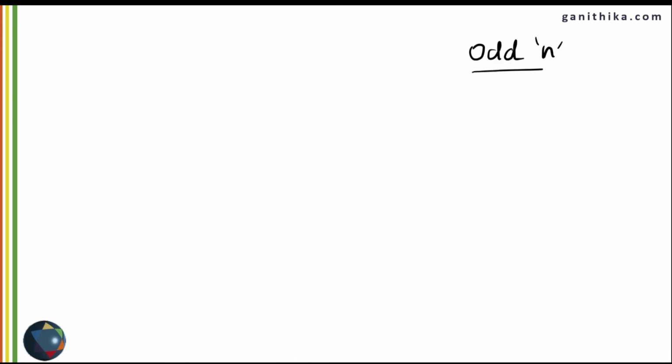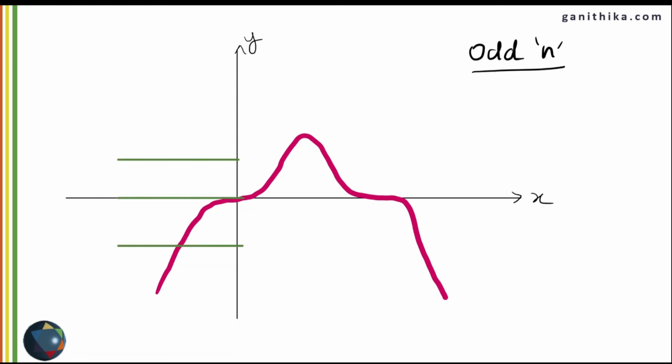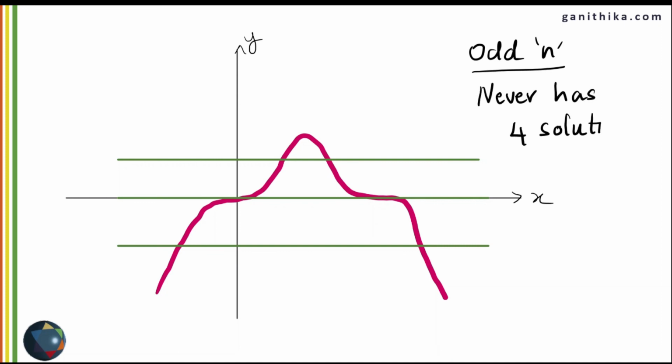For odd values of n, let's bring the graphs. The graphs when n is odd look like this, and if you draw different horizontal lines for different k values, you can see there is never going to be 4 solutions. Therefore, for odd values of n, there is no such k where you get 4 solutions. So we have 4 solutions only when n is even and only when k is between 0 and the maximum y value. For odd n values, there is not going to be any such k which gives you 4 solutions. This is the answer for the final part of this question, and we are done with this question.